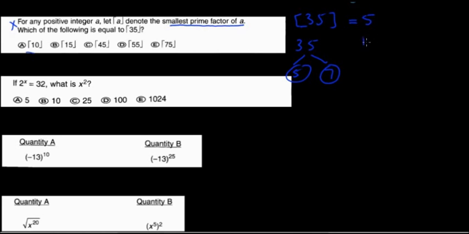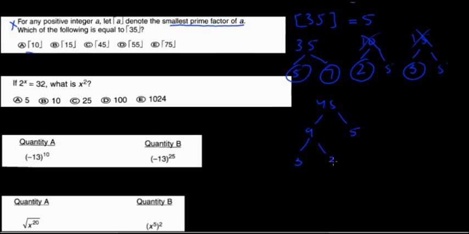For 10, the factors are 2 and 5. So here the smallest prime factor is 2, so 10 cannot be your answer. For 15, it is 3 and 5. Again, the smallest prime is 3, so 15 cannot be your answer. For 45, you'll have 9 and 5, and 9 will further divide into 3 and 3. So you get 3, which is again smaller than 5, so you can't get that.